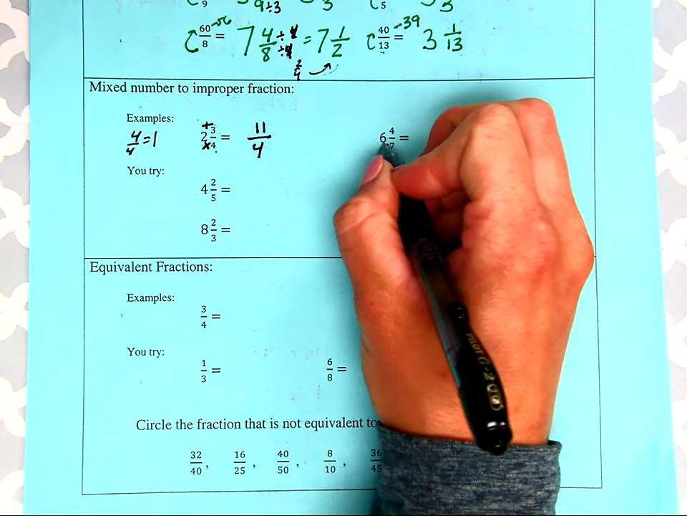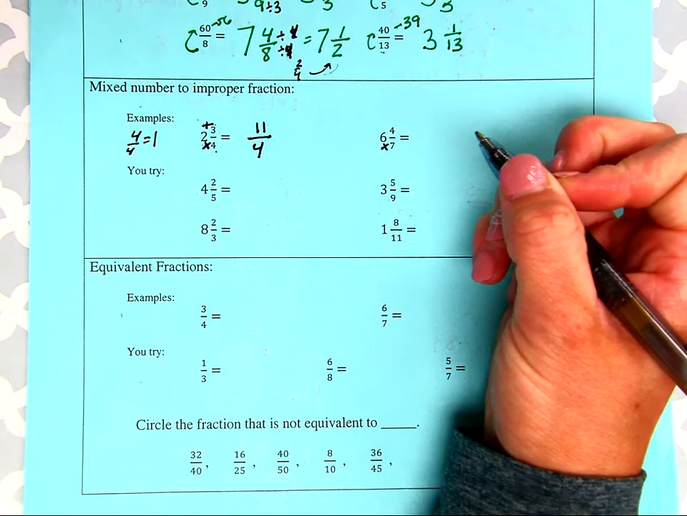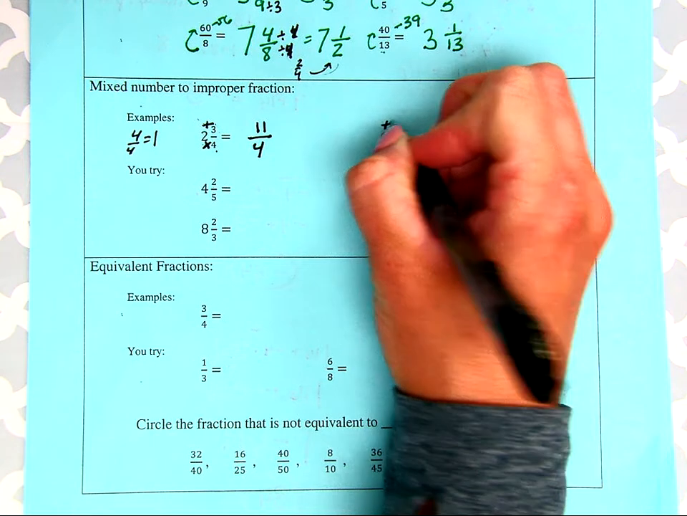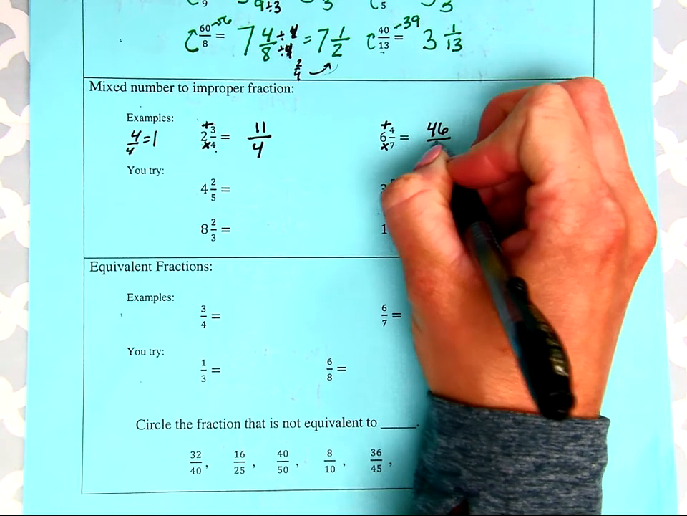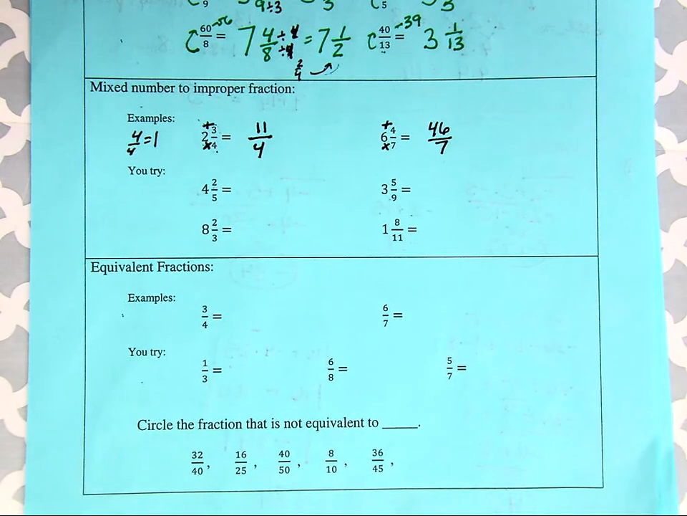So multiply 6 and 7 gives me 42. 42 plus 4 gives me 46/7. All right, so pause and try the next 4.